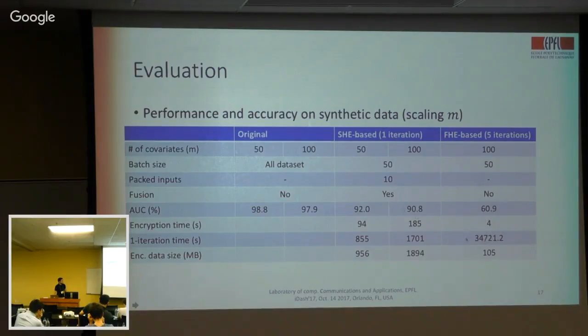And again, the time for one iteration here, running a degree 2 implementation of the sigmoid function, is quite high. It's almost 10 hours for just one iteration.